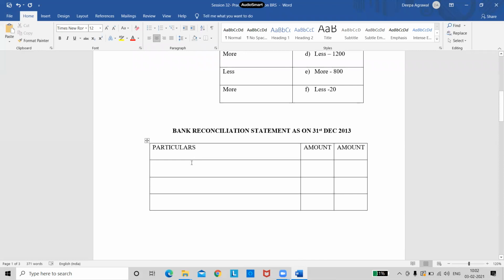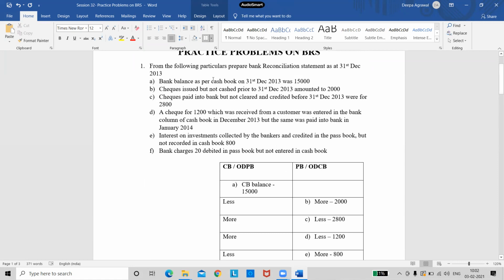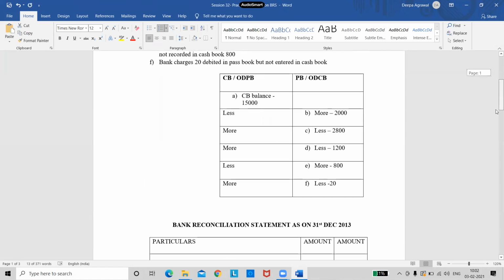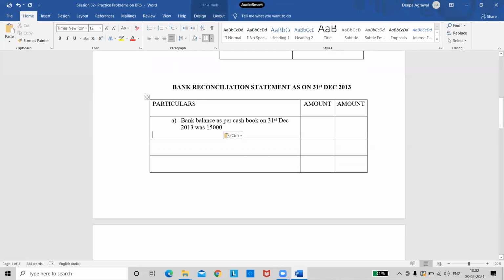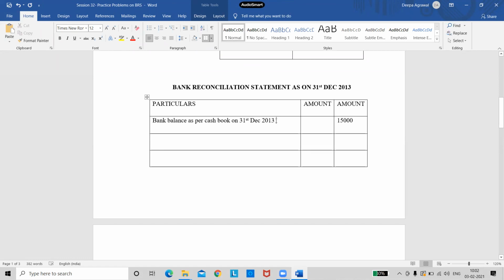So the first sentence we will write about whatever is the balance given to us. See the question, the balance is given as, so just copy down the first sentence in the first line. It says bank balance as per cash book on 31st December, and this amount should be written in the outer amount column. I need not write the amount here. I am writing the amount in the outer amount column.